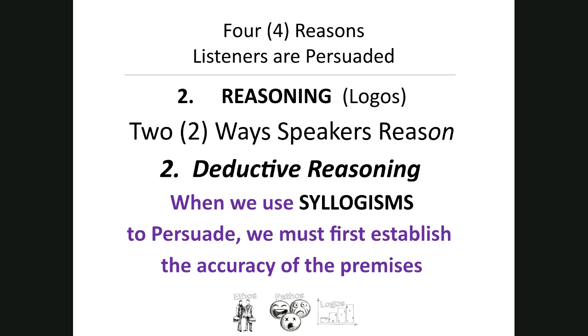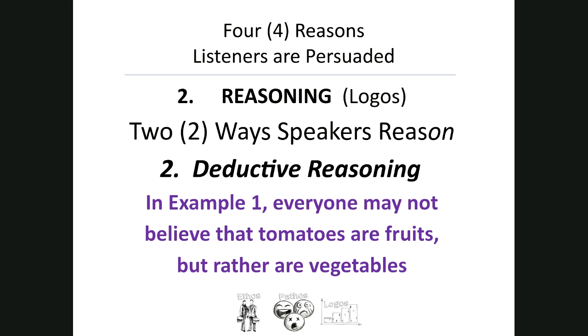When we use syllogisms to persuade, we must first establish the accuracy of the premises. In example 1, everyone may not believe that tomatoes are fruits, but rather vegetables. So you're going to have to be very, very clear in convincing them that a tomato is a fruit and not a vegetable.